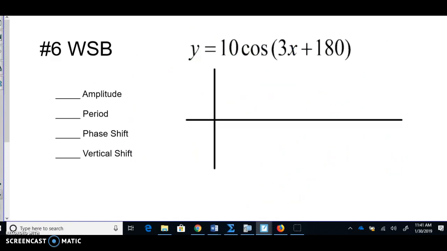Next example is problem number 6 from worksheet B. It is in degrees.